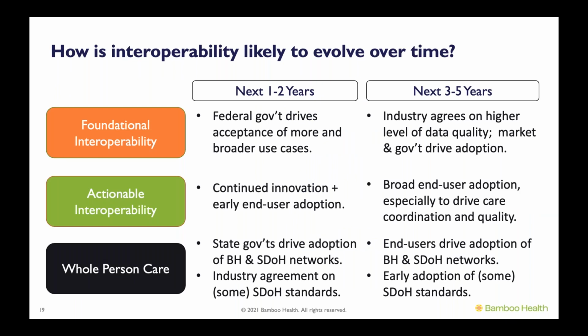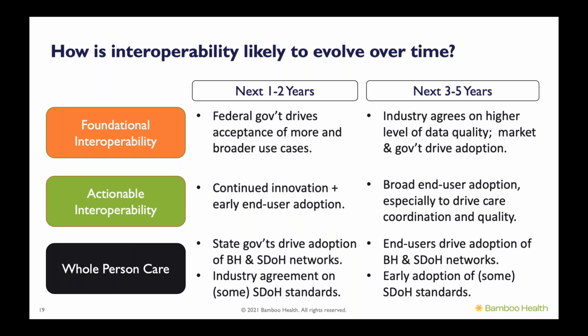So with all of this in mind, how is interoperability likely to evolve over time? And really thinking about the ACO REACH model, one of the things that it will hopefully do is accelerate the drive for standardization and adoption of social determinants of health data and networks, as well as attention to the importance of behavioral health information, access, and standards of care.